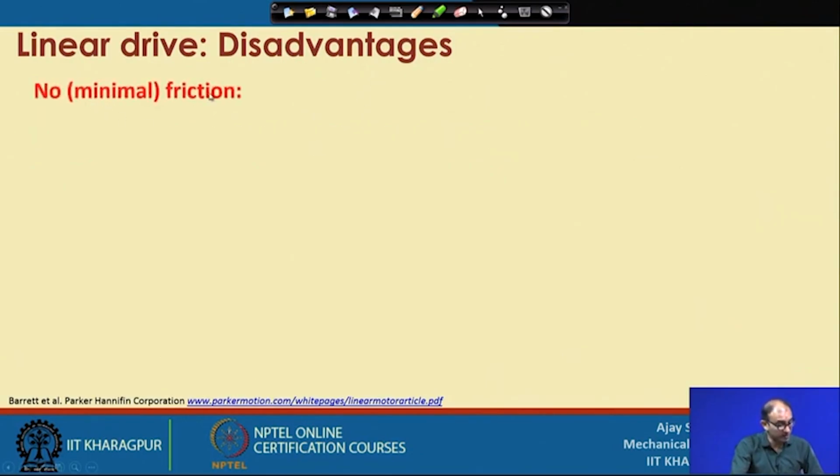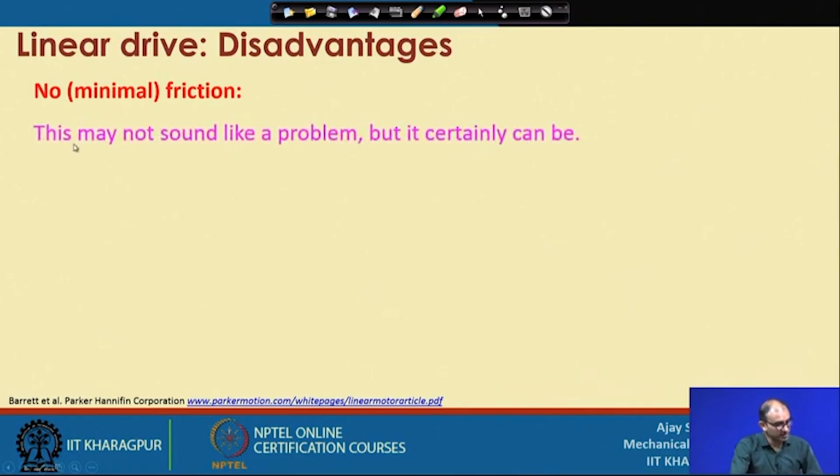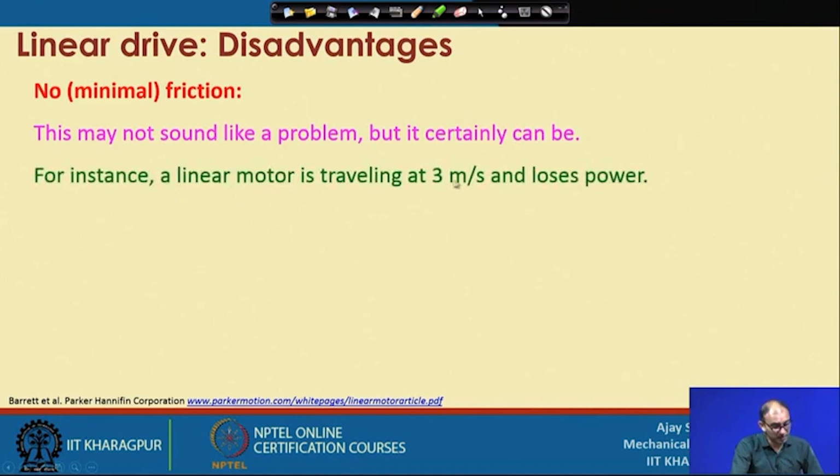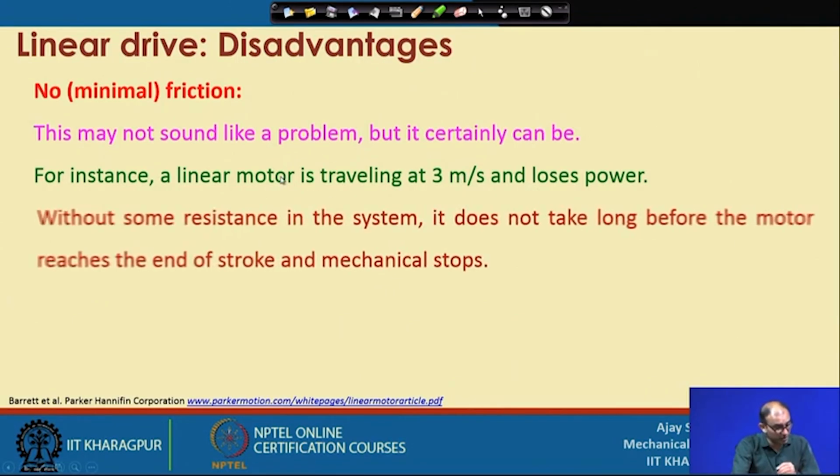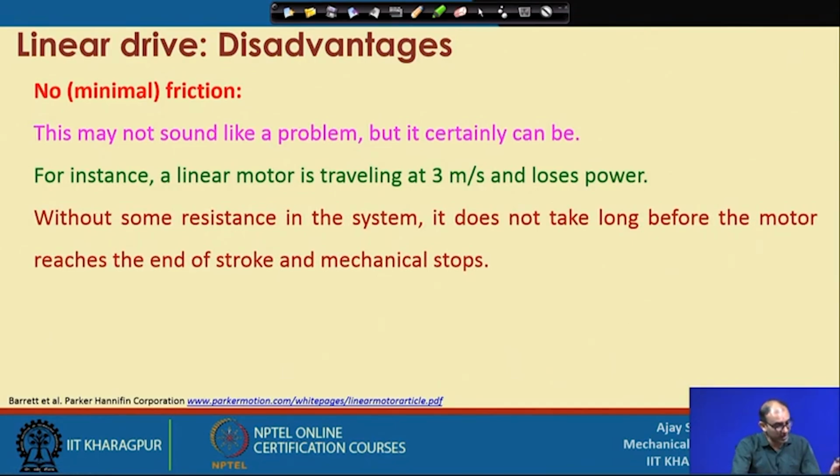Minimal friction is what we require, but sometimes this also creates a problem, because you need a little bit of friction. This may not sound like a problem, but it is. Now, consider a situation where the linear motor is traveling at 3 meters per second and it loses power. If you do not have minimal friction, then the motor will go directly to the end position without wasting much time. That means it will not take much time to reach the end position. So, it will strike that location, and there may be some mechanical damage or some other problem.